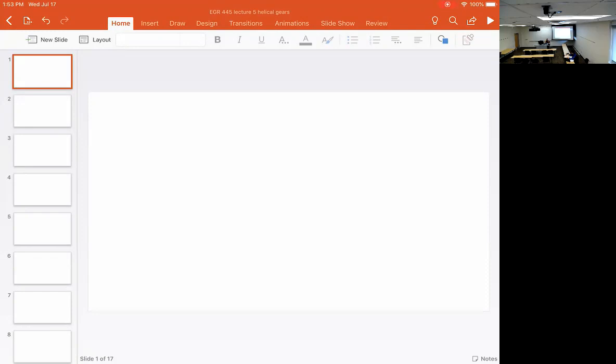Then we find out the pitch line velocity and find out the value of WT. If the service factor is given to us, we would use the service factor to find out the actual load. Then we find out the velocity factor. Then we use the Lewis equation to find the module. Then what do we do?